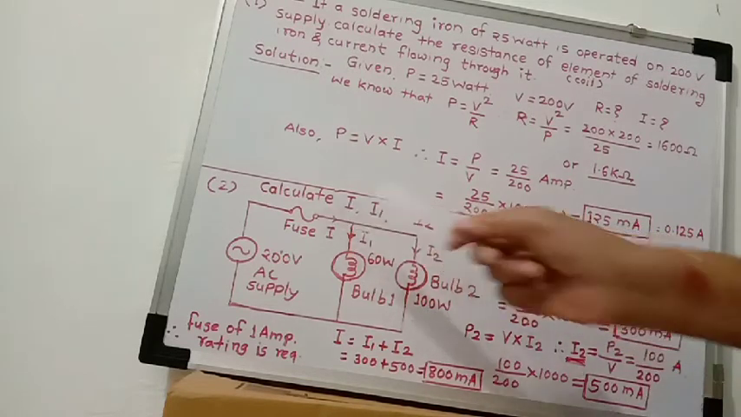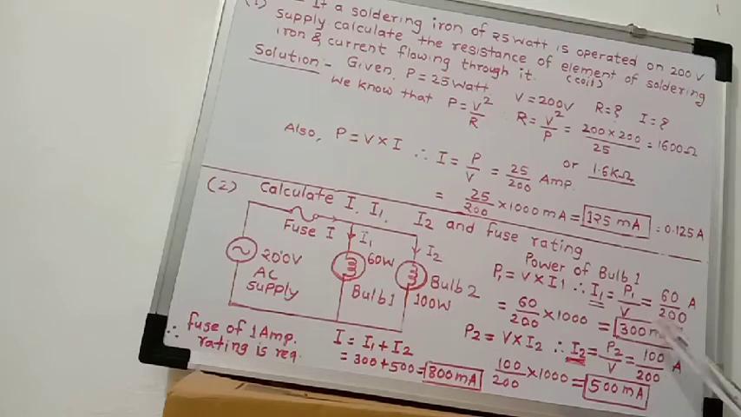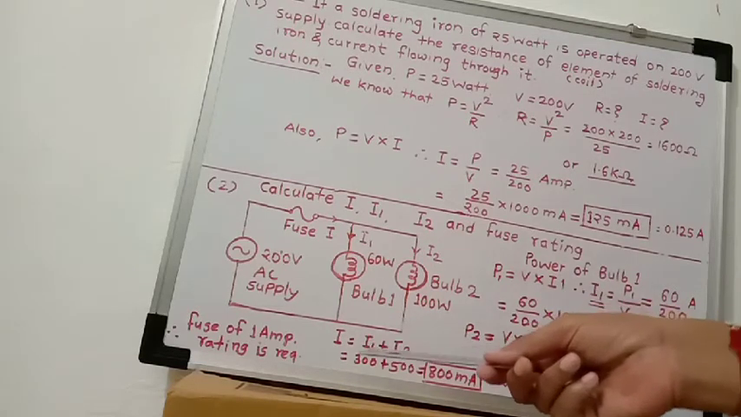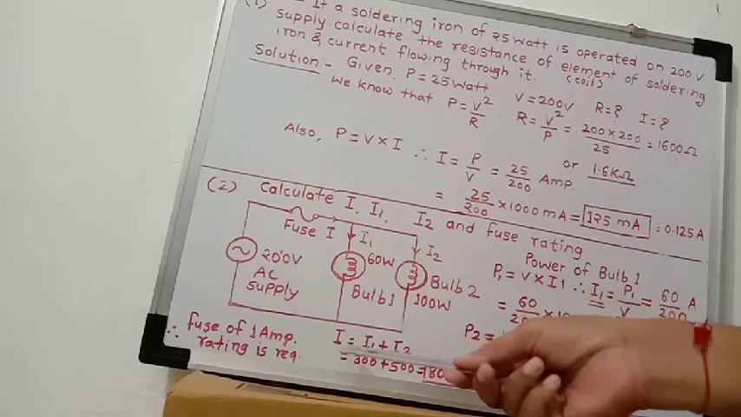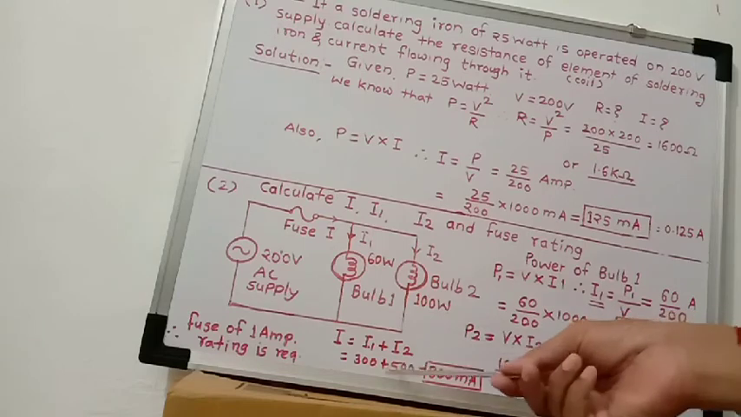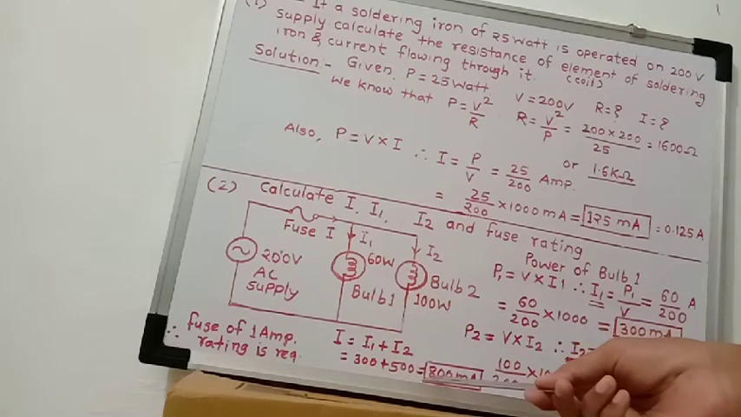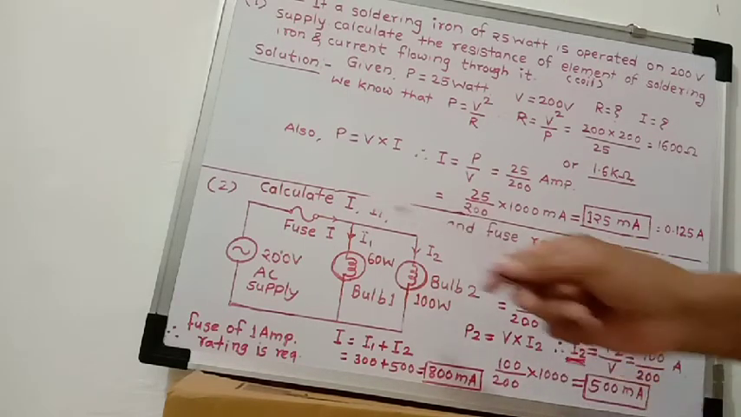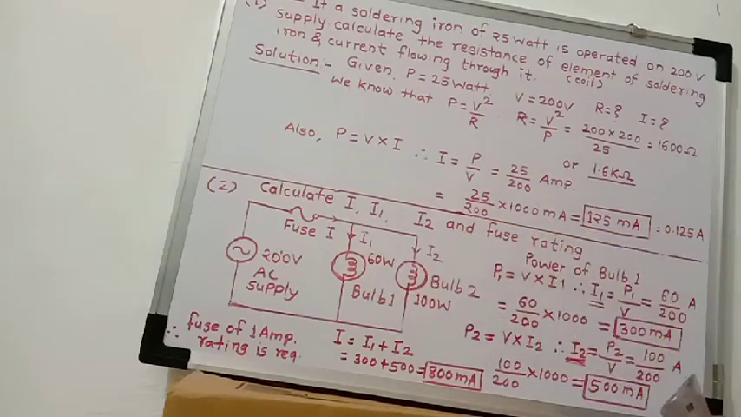Now the total current I is the addition of these two currents, I1 plus I2. Total current I or IT is equal to 300 plus 500, that is 800 milliampere. So the total current will be 800 milliampere.